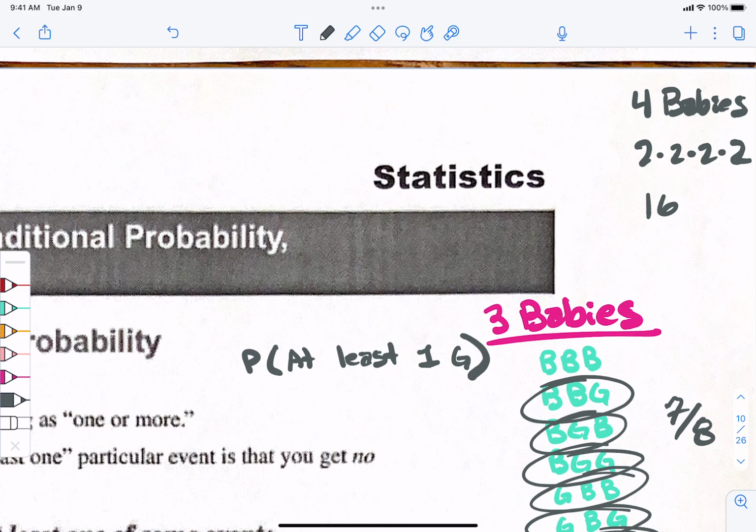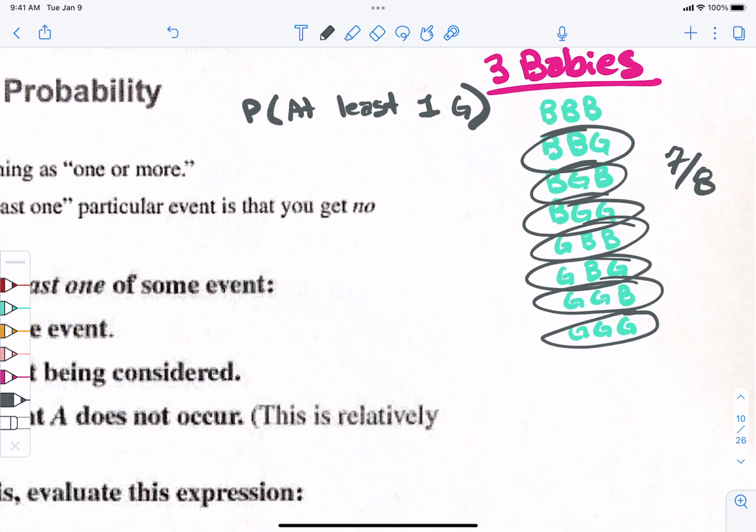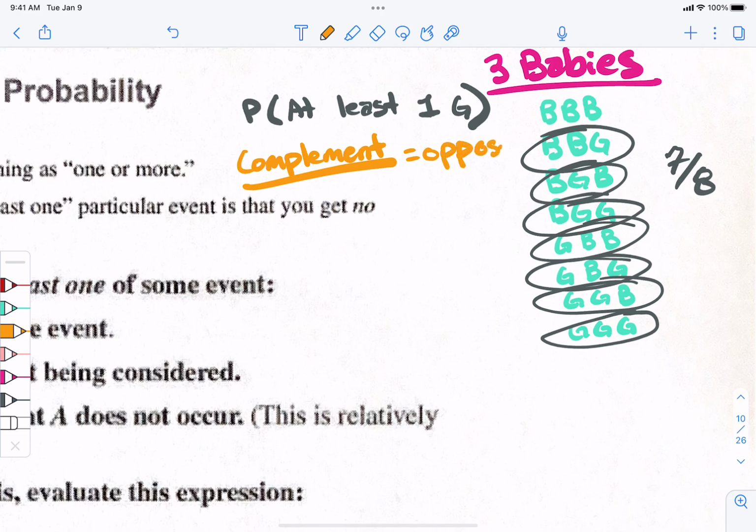So here's how you cheat. Are you ready? Okay. 7 out of 8 gives me at least 1 girl. What I'm going to do is something called the complement. The complement equals the opposite. The opposite of getting at least 1 girl is the probability of getting no girls, correct? I can easily figure out that there's only one combination that will give me no girls, and it is boy, boy, boy, out of a total of 8. Only 1 out of 8 will give me no girls, correct?